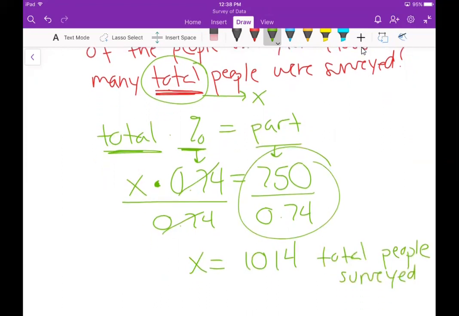Okay? So you need to set up those equations and think through what's going on. What parts of the equation do you know? And then use those methods we just learned to solve linear equations in order to solve. Notice always to check your answer. So if you would have accidentally said 750 should be multiplied by 0.74, you would have ended up with a total number of people less than 750. How could we have surveyed less than 750 and gotten 750 responses? That doesn't make sense. So always rethink about the answer you've gotten in terms of the problem, and if it doesn't make sense, go back and check your math again.